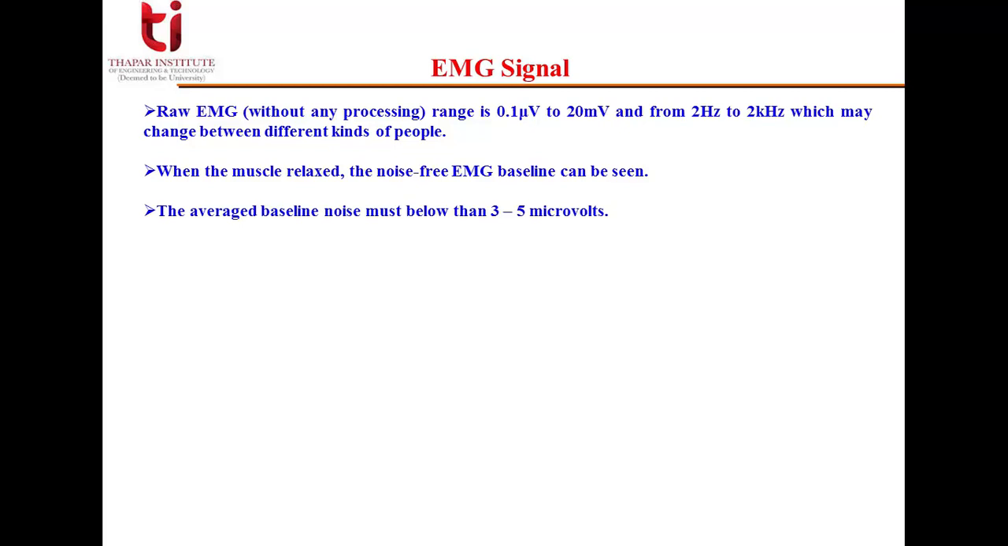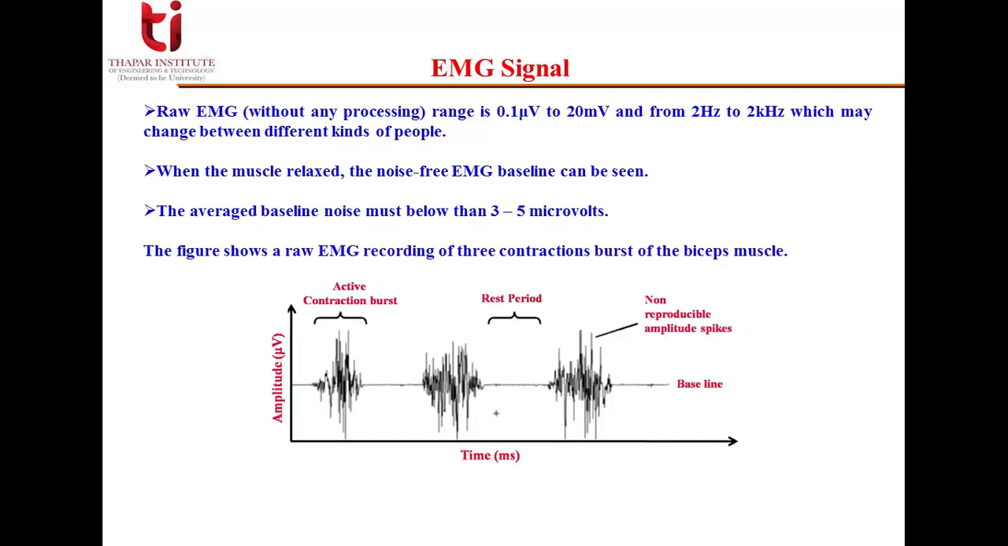The average baseline noise must be below 3 to 5 microvolts. You can see in this figure a raw EMG recording of 3 contraction bursts of the biceps muscle. EMG spike shape is very random, which means that each recording burst will not produce the exact same shape. So you can see in this figure we have an active contraction burst, then we have a rest period, and in between we have non-reproducible amplitude spikes. So these spikes are random.